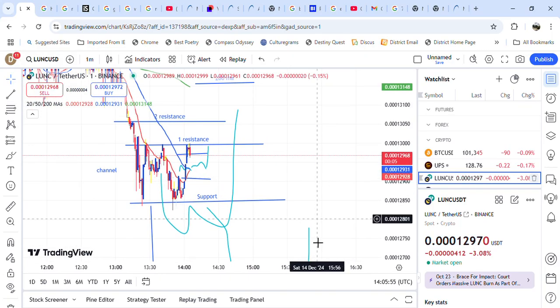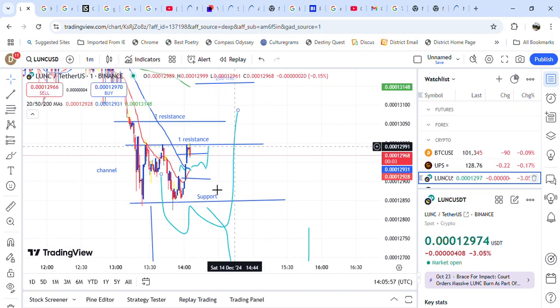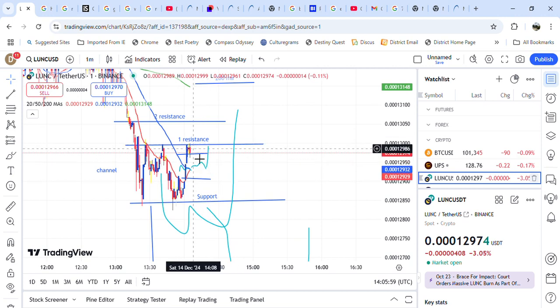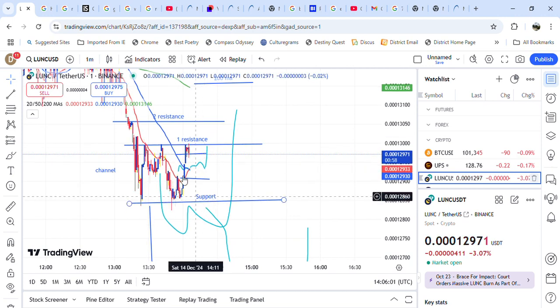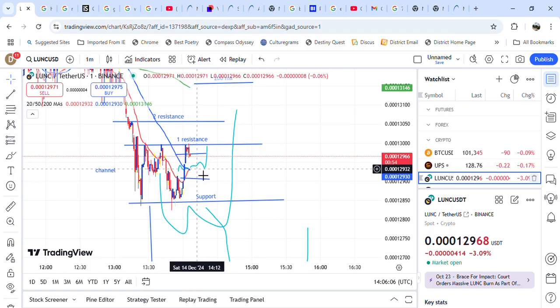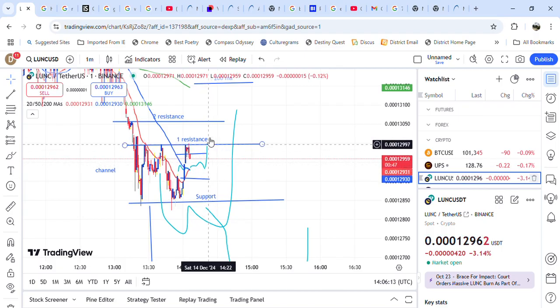Now let's see what's happening live. And why did I draw this tinier channel inside the larger channel? Because I want to stay in this tiny channel above this line right here, and I want to stay like this and kind of fluctuate like this, so I know for a fact that I'm going to get the retest of the top of the channel.